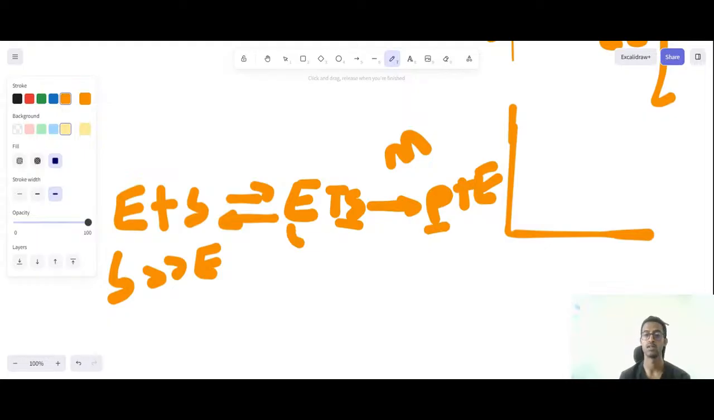This is the ATC. So let's say this is K1 and this is K2.